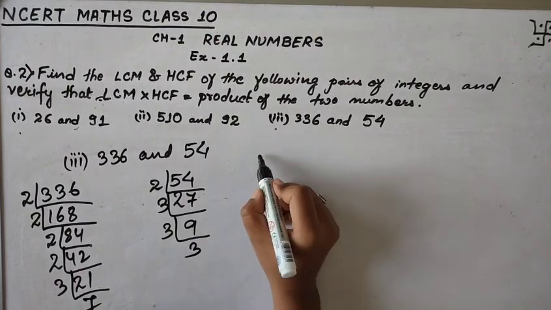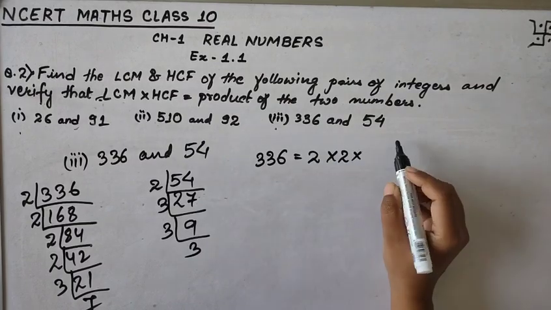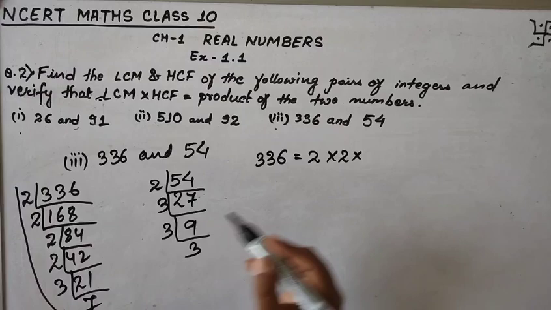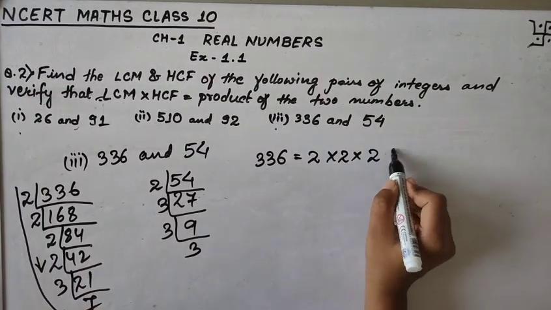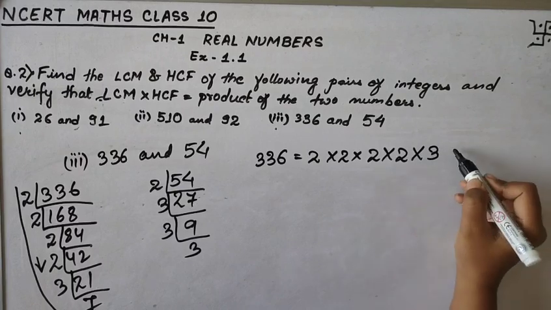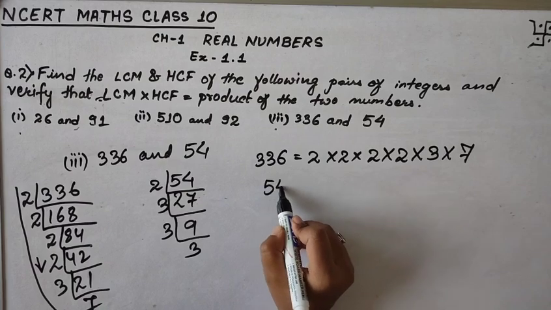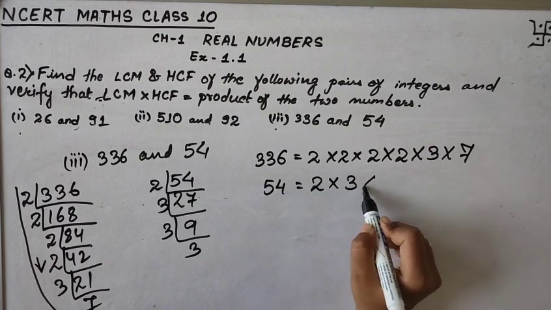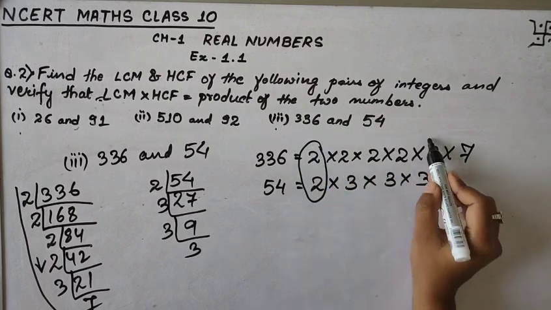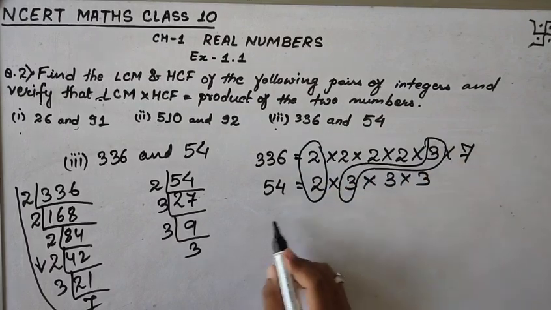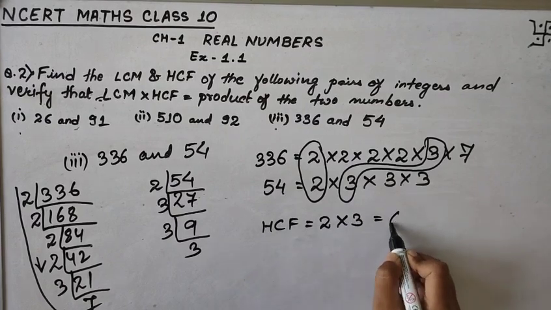Okay, so here for 336 it is 2 into 2 into 2 into 2 into 3 into 7. Next for 54 it is 2 into 3 into 3 into 3. Here 2 is common and 3 is common. So HCF will be your 2 into 3, that is 6.